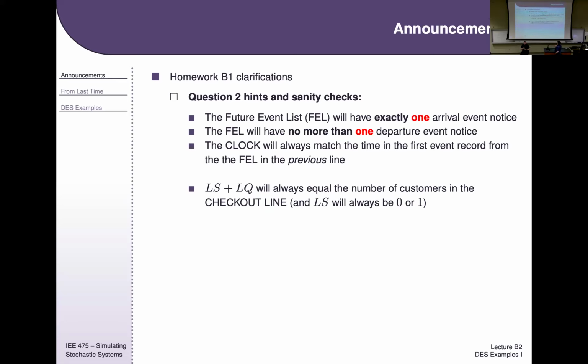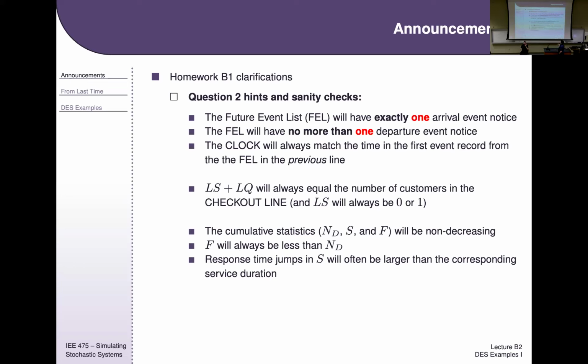Other things: LS plus LQ, those two state variables, will always equal the number of total customers in the checkout line. So this checkout line state variable keeps track of the customers being processed as well as the customers waiting. So if there are 5 people in your checkout line and LS plus LQ equals 4, then you haven't updated your LS plus LQ correctly, and you should go back and check that.